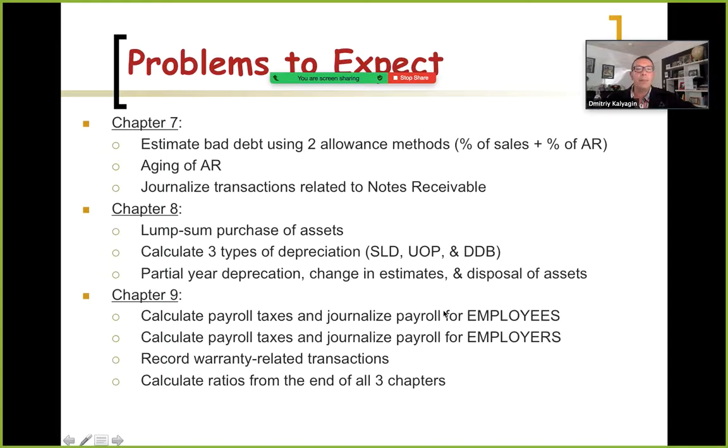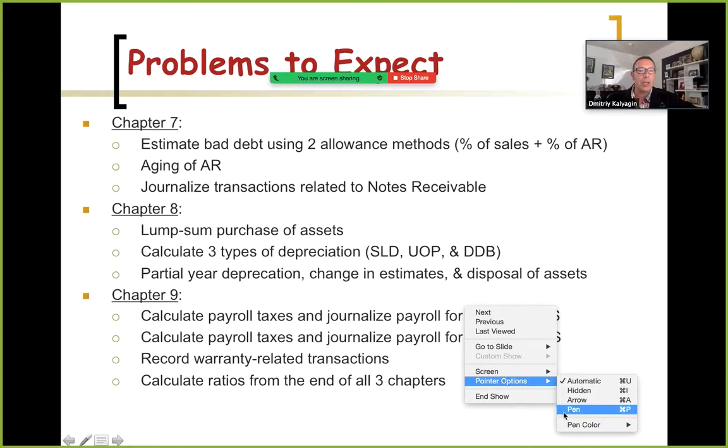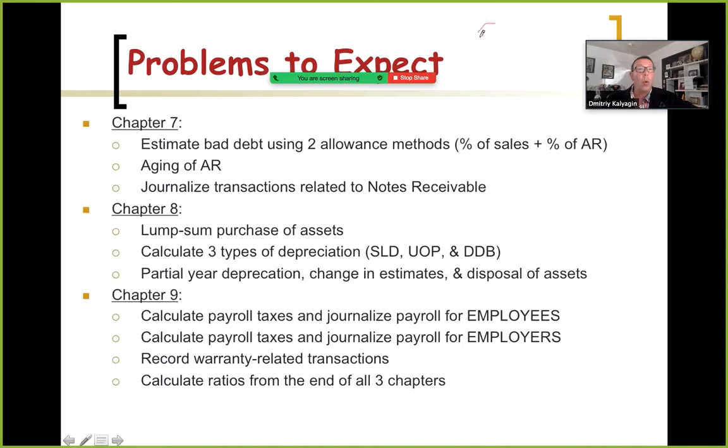So these are the problems to expect. Again, I want to mention that about 2/3 of your points, 95 points, come from the problems. For the problems in chapter 7, you will have 3 problems. You will have to estimate bad debt using allowance methods, percentage of sales and percent of receivables. We talked about the direct write-off method, but I'm not going to ask you to journalize entries using it. Instead, you will do percentage of sales, calculate the percent, plug it in, or percent of receivables, calculate the percent.